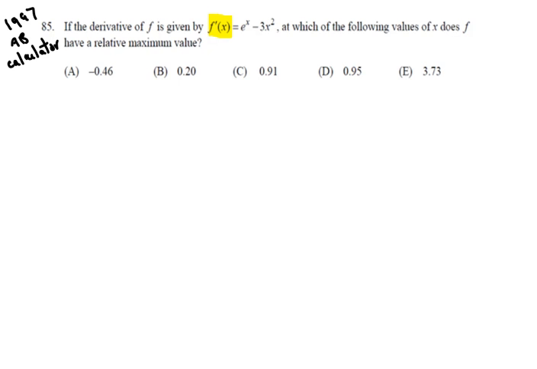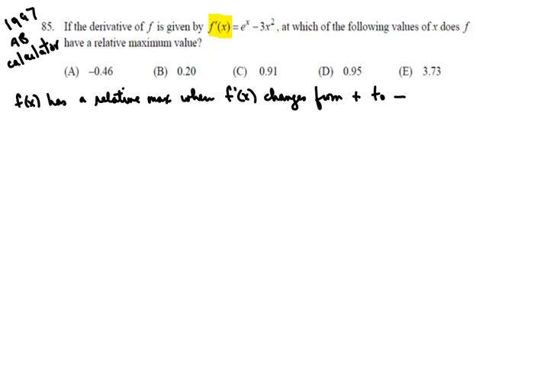Since we have the derivative, if we want to find a relative maximum value, f of x has a relative maximum when f prime of x changes from positive to negative. Since we're already given the first derivative, f prime of x, which is e to the x minus 3x squared, then all we need to do is find the place at which that graph changes from positive to negative.